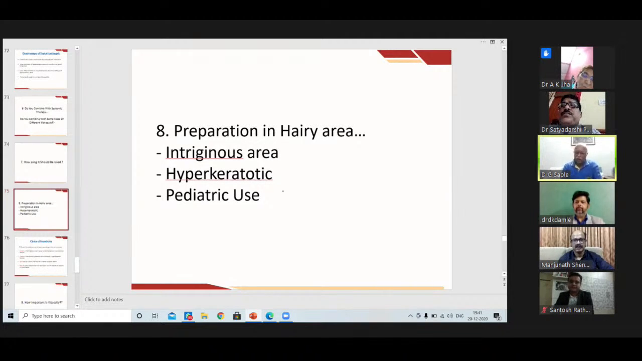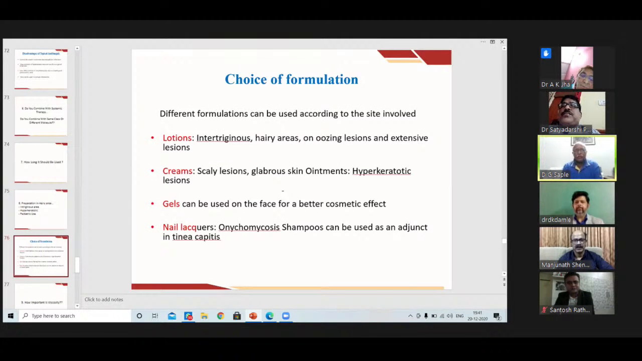Yeah. So can you go for the next question now? Choice of formulation, because the local application can be in lotions, creams, gels, or nail lacquers.